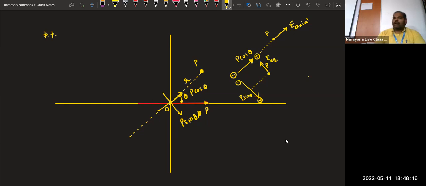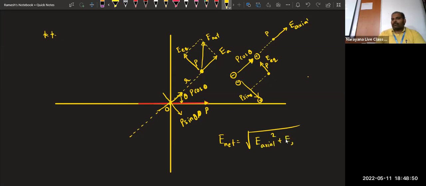Understood or not understood? Now at point P, how many electric fields are there in total? One is the axial electric field. The other one is the equatorial electric field. By using the parallelogram law of vector addition, what is the net electric field? It is the diagonal of the parallelogram. So net electric field equals the square root of the axial electric field squared plus the equatorial electric field squared.